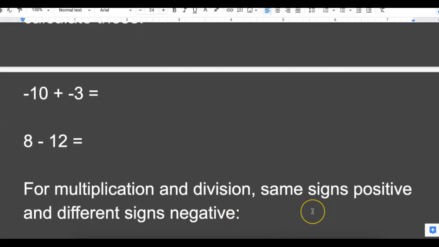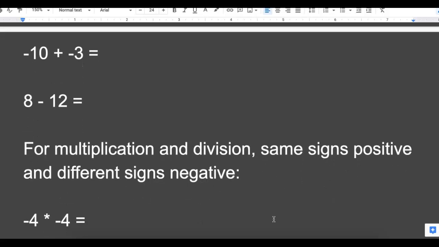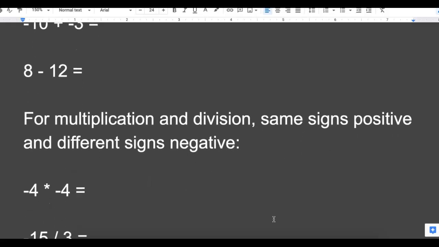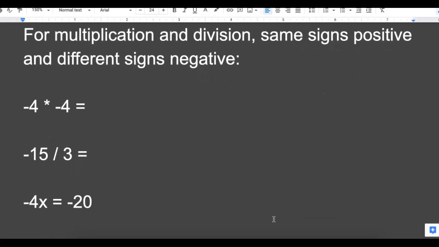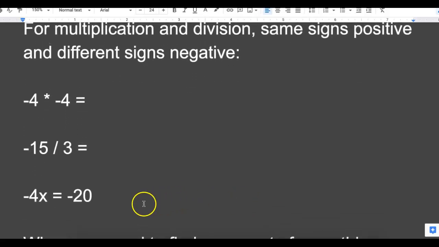For multiplication and division, same signs make a positive answer, and different signs give you a negative answer. So these kind of things are important to remember all the rest of your life, so I want to go over them again. So what is negative 4 times negative 4? And what is negative 15 divided by 3? Now in this one, go ahead and solve for x.